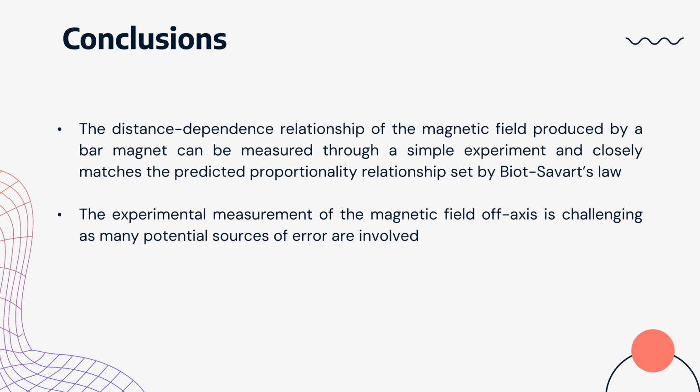In this experiment, it was found that the distance-dependence relationship of the magnetic field produced by a bar magnet can be measured through a simple experiment that closely matches the predicted proportionality relationships set by Biot-Savart's law, and the experimental measurement of the magnetic field off-axis is challenging as many potential sources of error are involved.